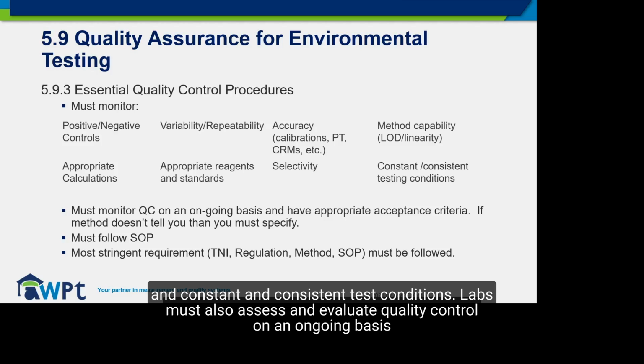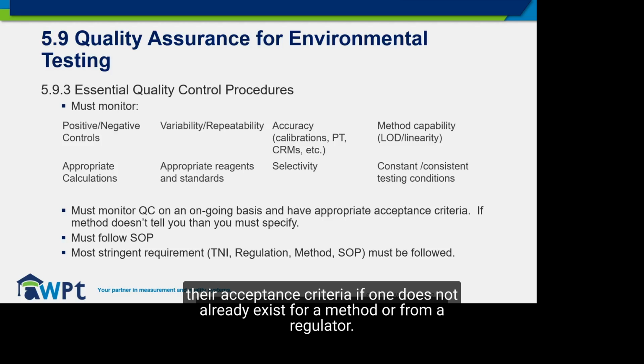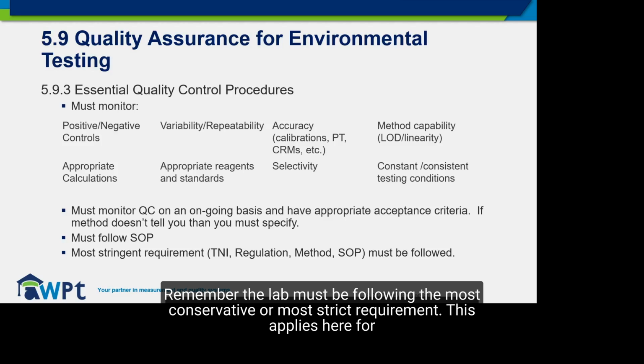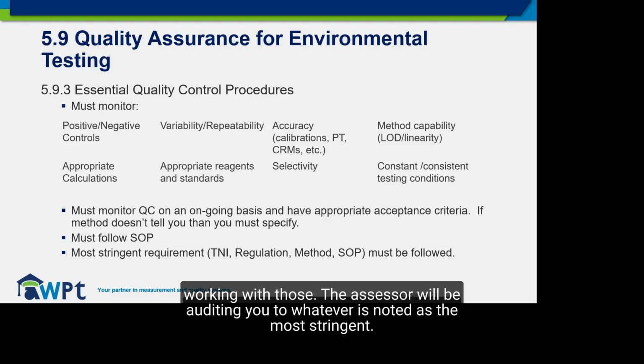Labs must also assess and evaluate quality control on an ongoing basis and have appropriate acceptance criteria defined. Labs must have a procedure for the development of their acceptance criteria if one does not already exist for a method or from a regulator. Remember, the lab must follow the most conservative or most strict requirement. This applies here for quality control as well. If T&I has the most rigid requirements, then the lab should be working with those. The assessor will be auditing you to whatever is noted as the most stringent.